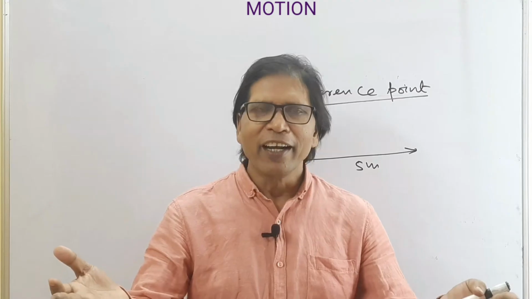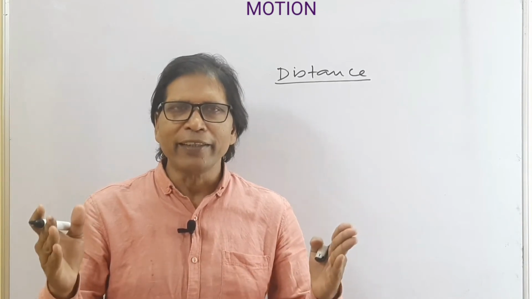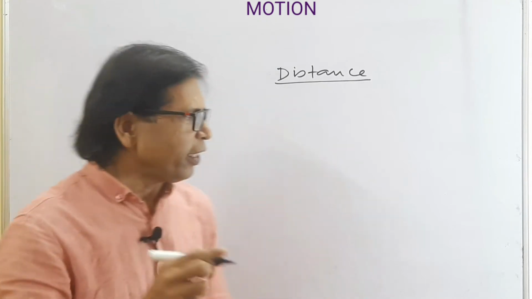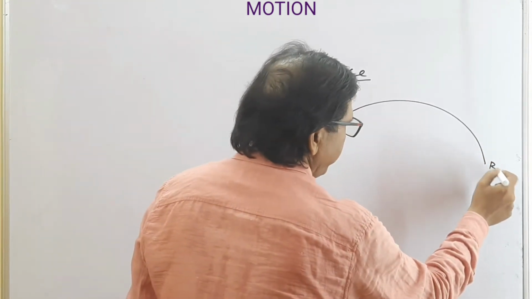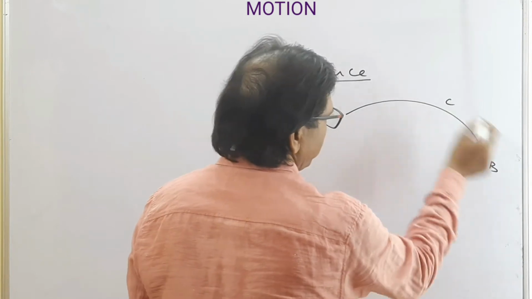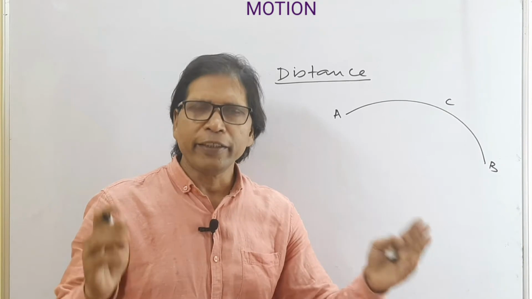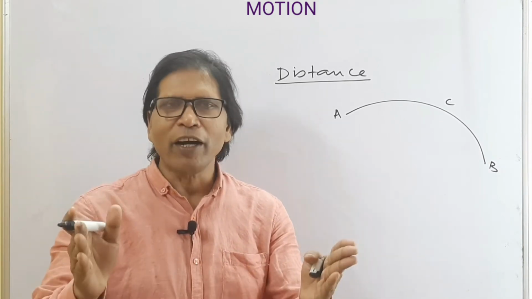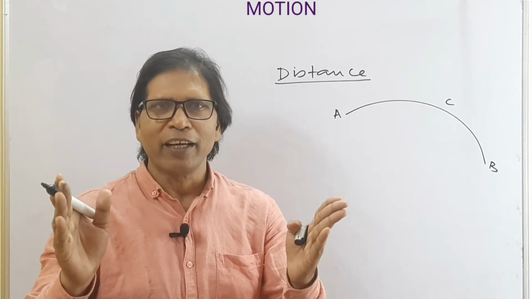Okay. Now distance. Distance is the path length traversed by a moving particle. Look at this. Suppose a particle moves from A to B in the path ACB. So the total path length ACB is the distance traversed by the particle. It is a scalar quantity and its SI unit is meter.